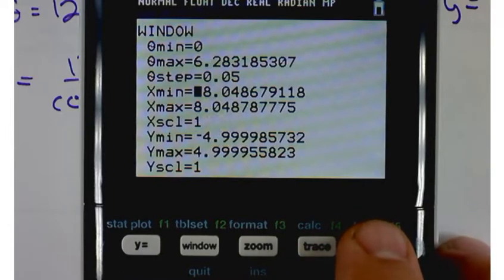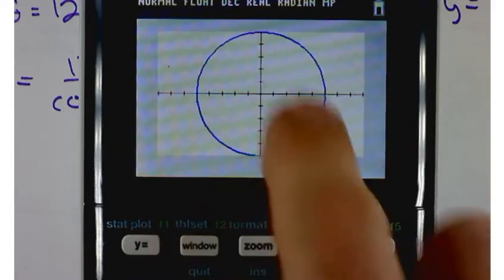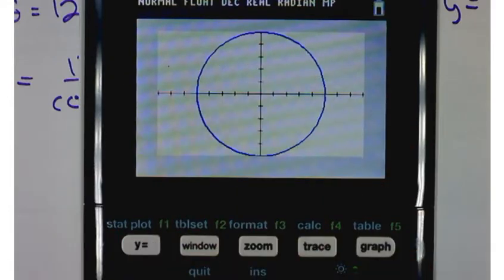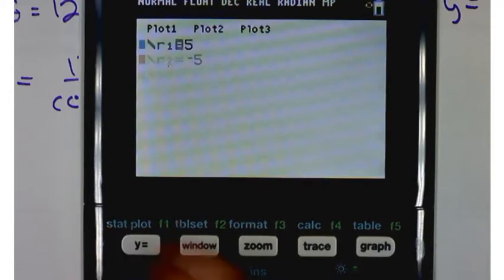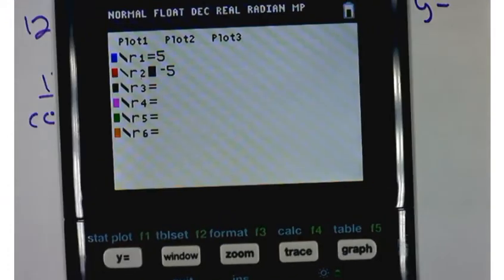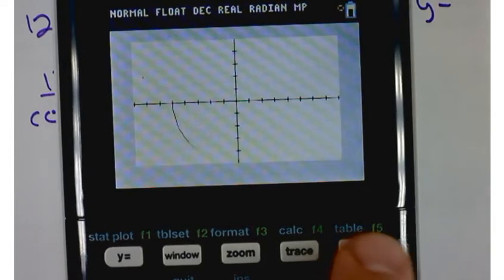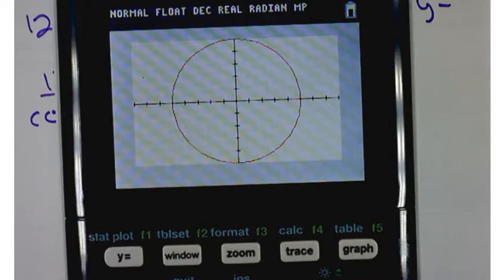One other thing. Watch the direction that my graph is traced out. It's traced out counterclockwise, right? Let's go down now and graph this one. So hit the y equals key, shut off this graph, and turn on the second graph, and see what happens. Do I get the same thing? I get the same graph, but there is a difference.